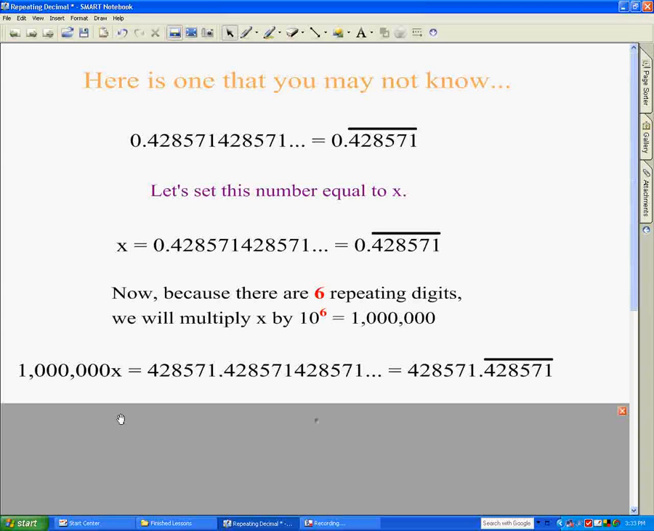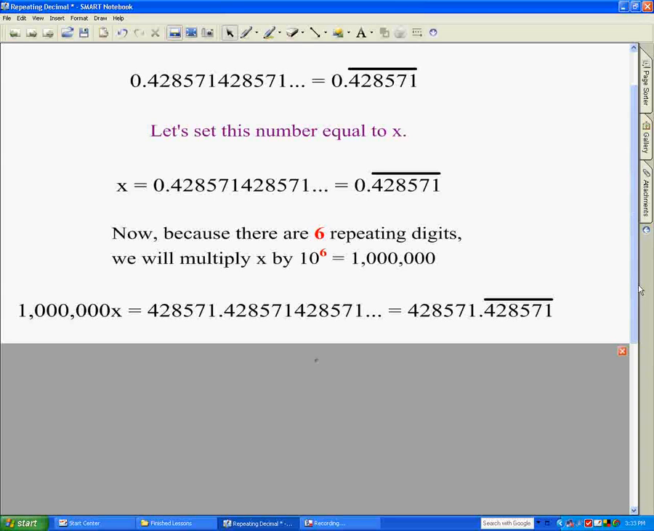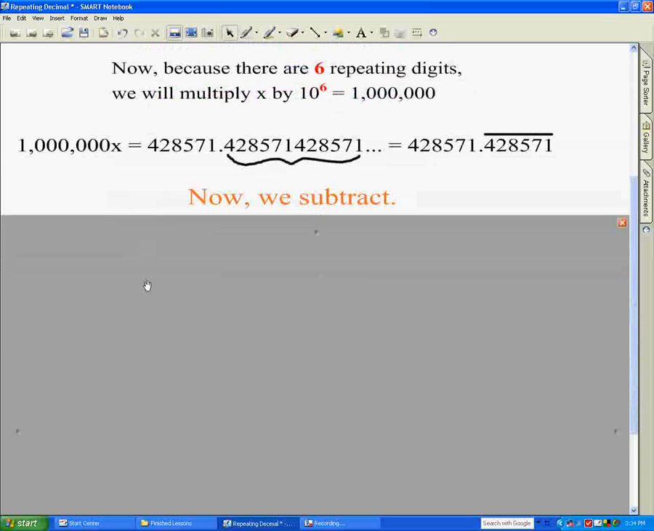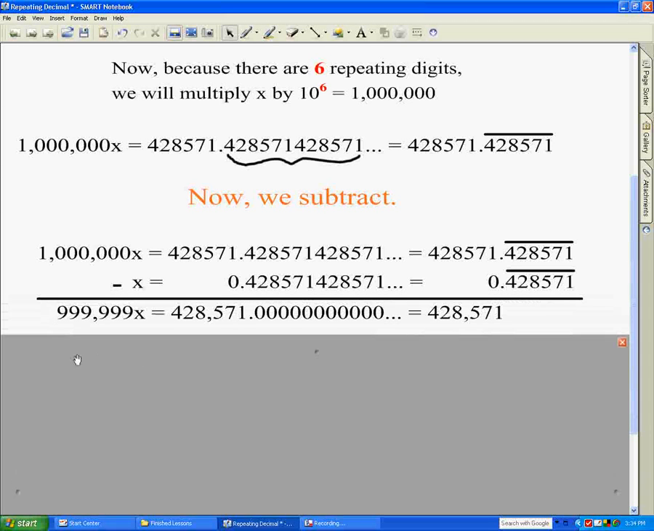So if we multiply by 1,000,000, we get this. And you can sort of see why you might multiply by 10 to the power of however many digits are repeating, so that this repeating starts back from the beginning. So if we subtract now, we have 1,000,000x equals 428,571.428571 repeating. Subtracting x, which is just 0.428571 repeating, we subtract those, we get 999,999x equals 428,571.